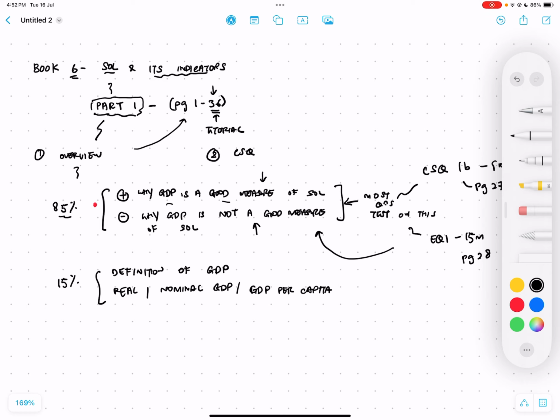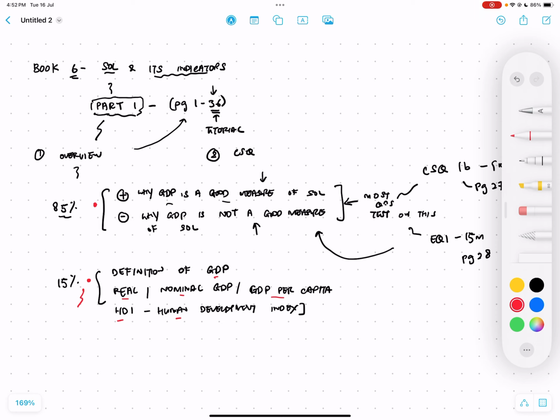And then they also mention something called the Human Development Index. HDI stands for the Human Development Index. So 15% is going to be on this, and this is also very testable. I've seen questions that ask you for the definition of GDP, questions that test you on real, nominal and GDP per capita, and also questions on the Human Development Index. So that's why I picked out these things to highlight.